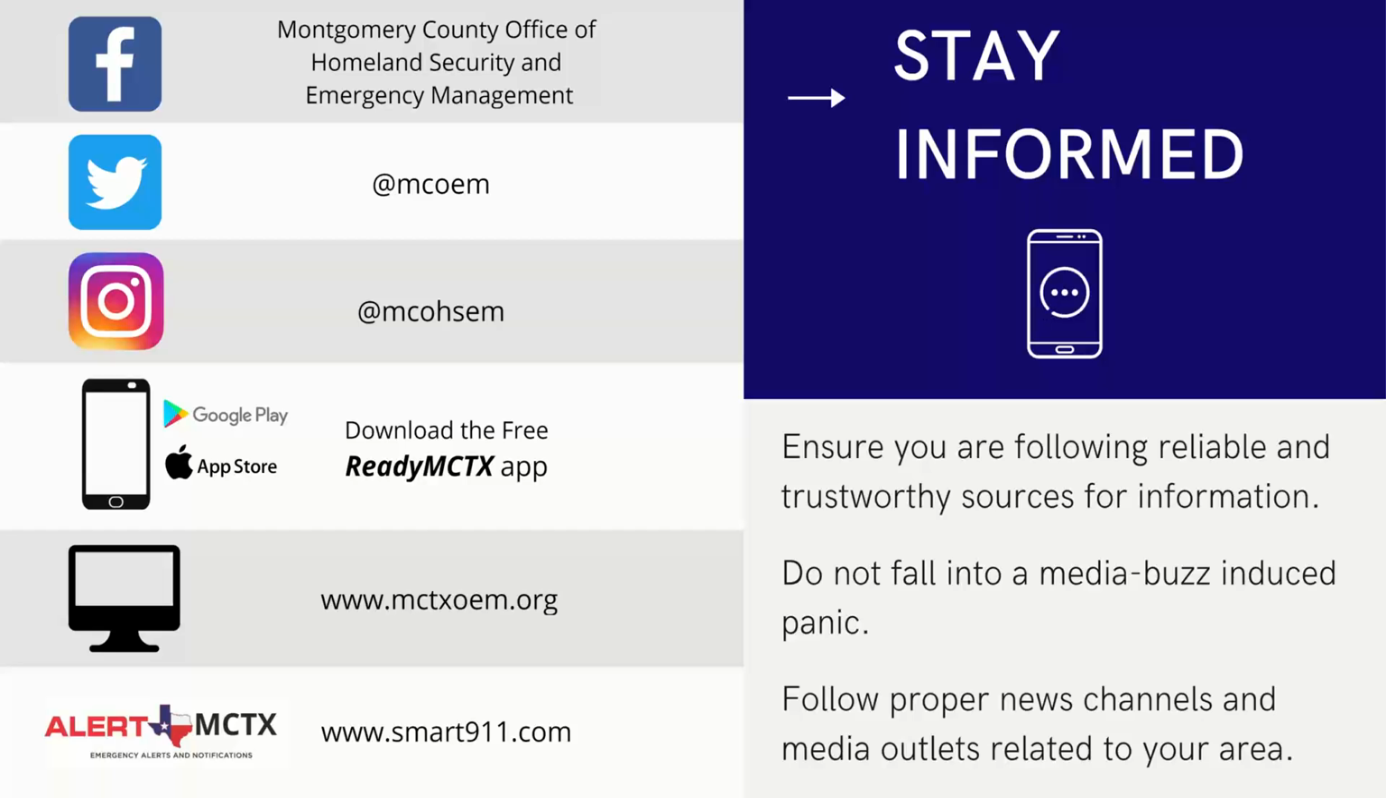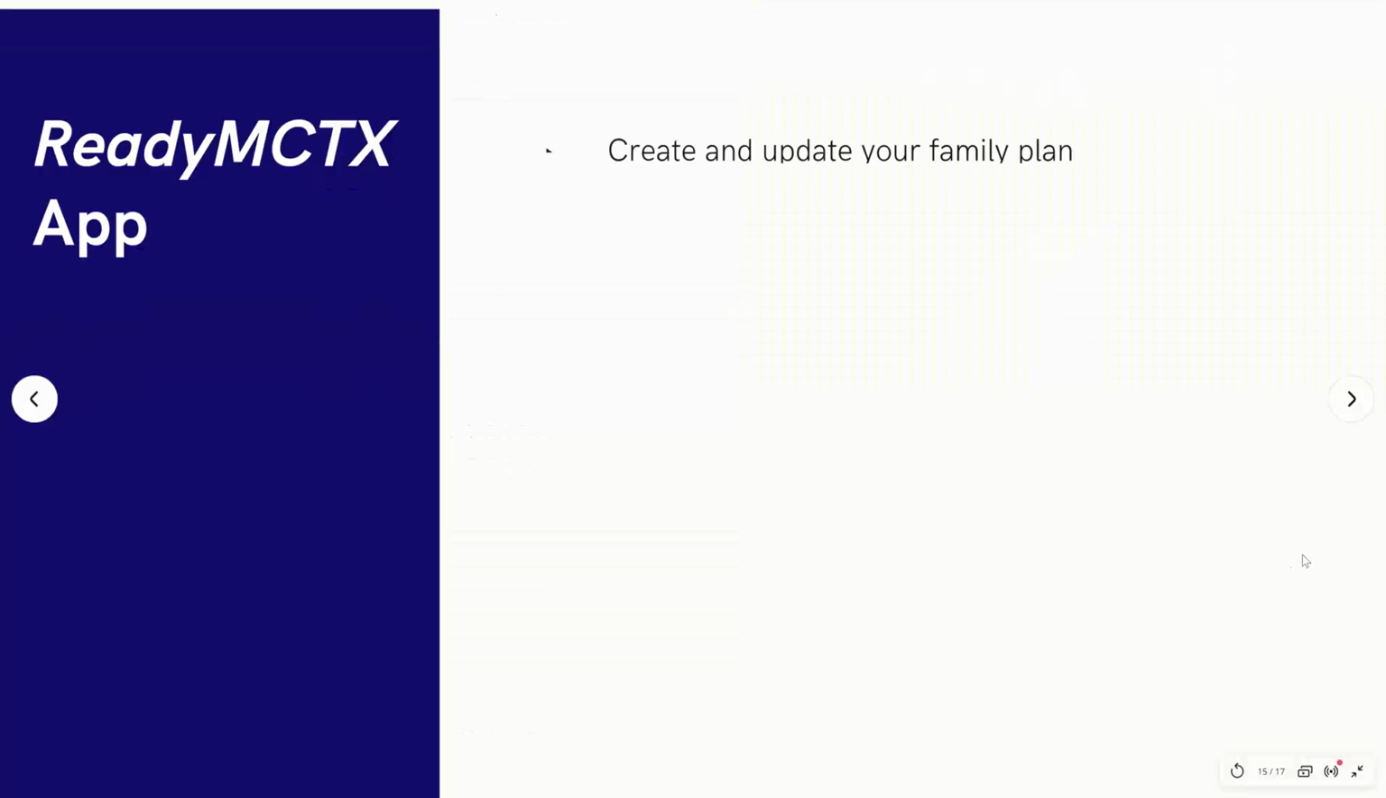So follow locally your fire departments, our office, law enforcement offices, government entities, and then our always favorite source is the National Weather Service. Everything we put out, we get directly from Dan and those guys because they have the best info. And over there on the left, that's our information. So we're on Facebook, Twitter, Instagram. We have an app, which we'll discuss. We are online, and you can get Alert MCTX emergency alert notifications.